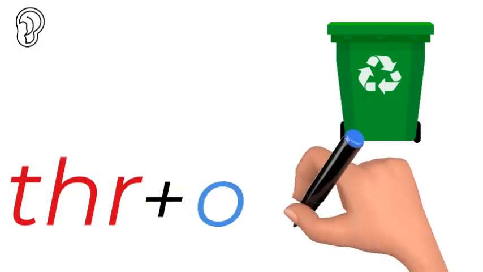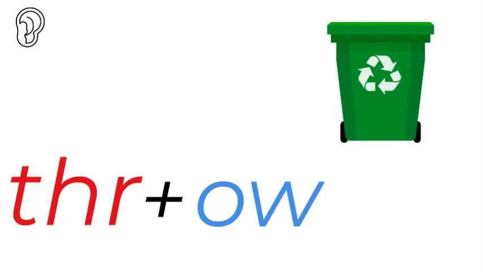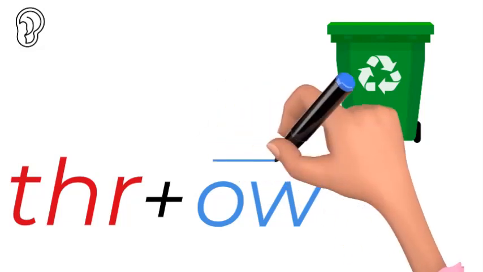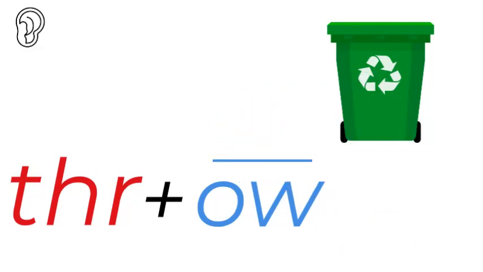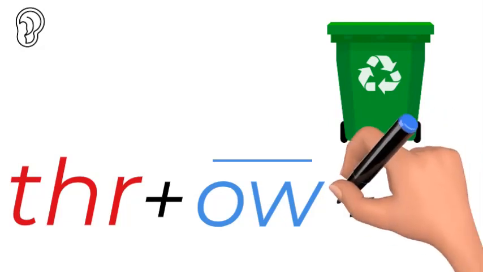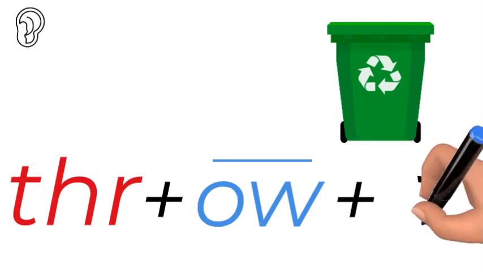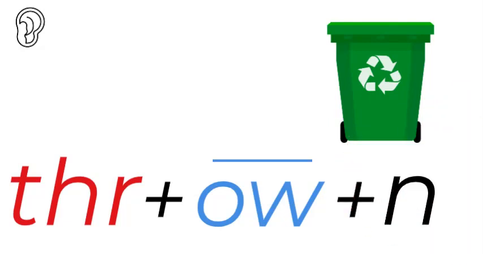Thr, o. Now, one of the ways of writing an o, it's a long vowel sound, A E I O U, is an O W. And that actually says a word, doesn't it? That says throw. But we're saying, have you ever thrown? Okay, so we have to add something at the end. Have you ever thrown your vegetables away?